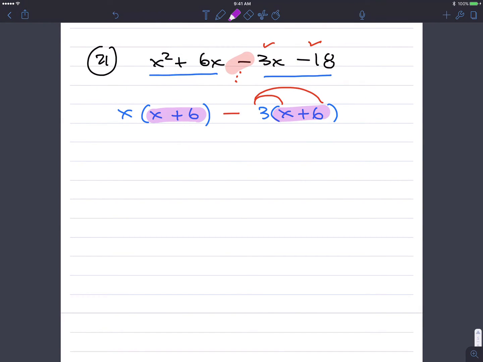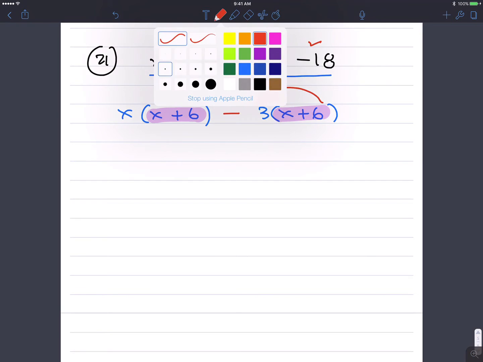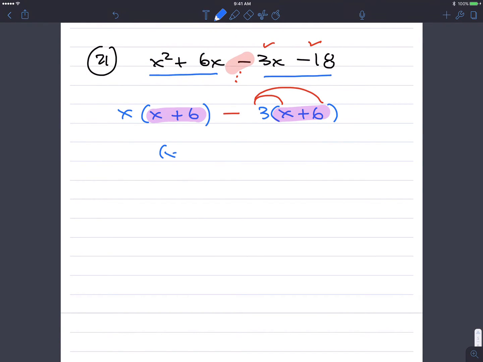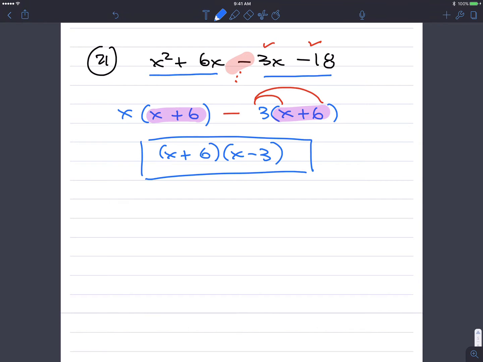Common x plus 6, and we can now write our final answer. X plus 6 times x minus what? 3. And there you go. Pretty good? Okay, see, you're getting the hang of all this. Not too bad.